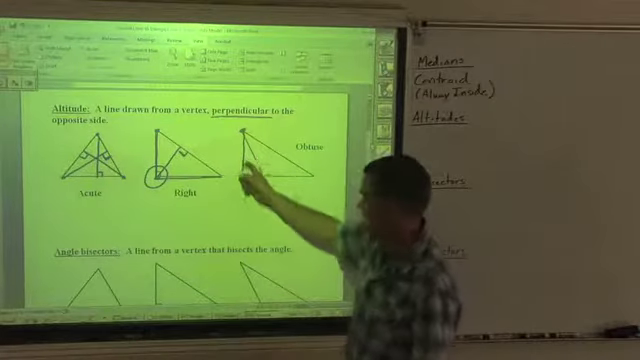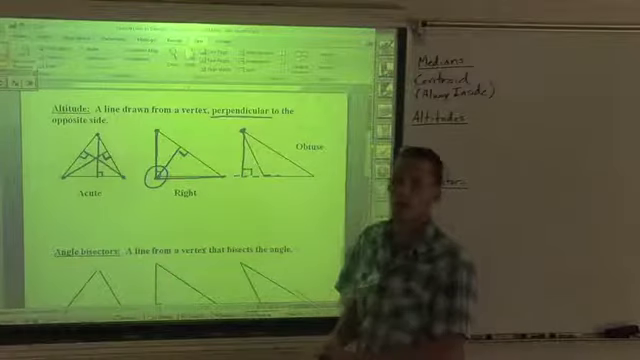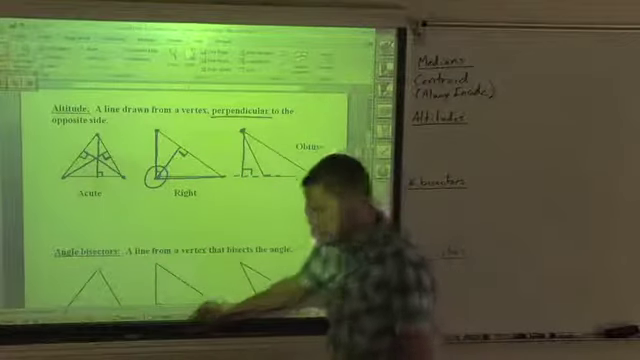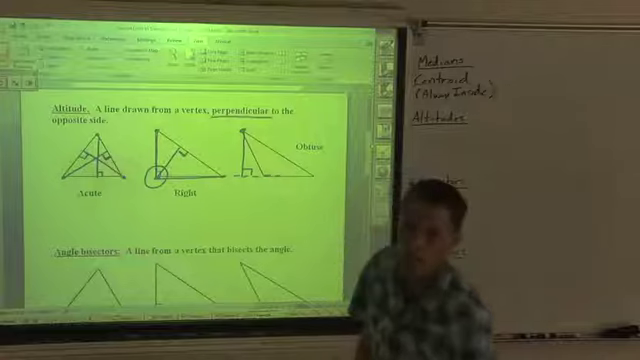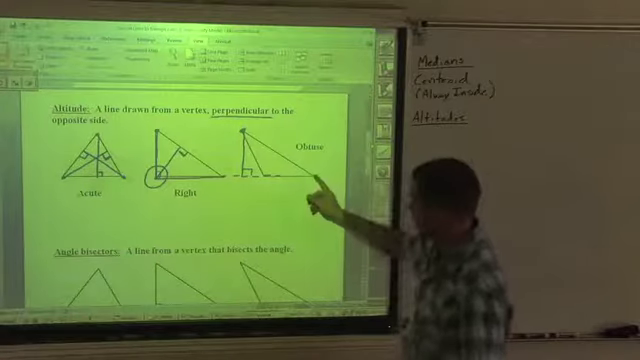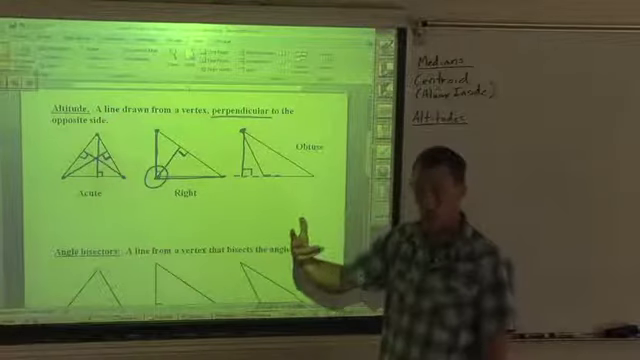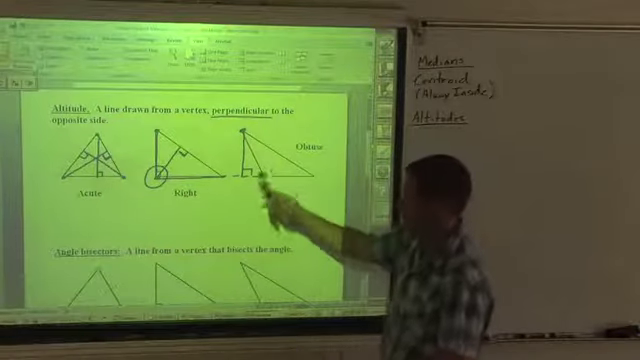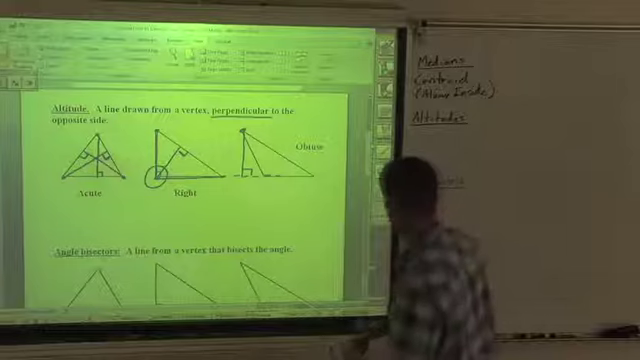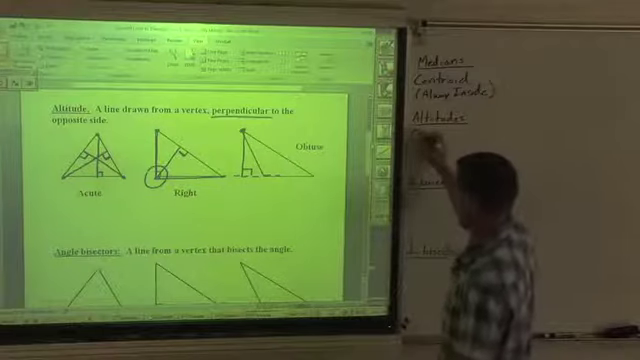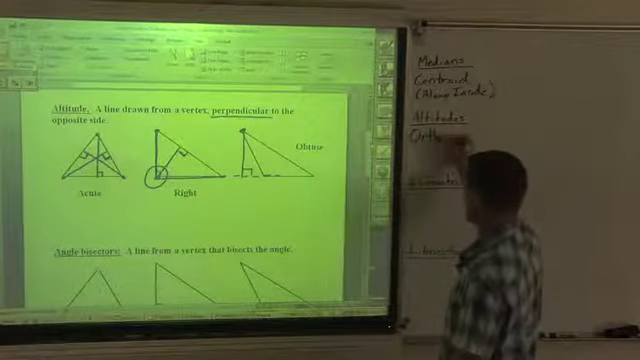And here is an altitude. That is the most important one from the altitudes on an obtuse triangle. This one will also be difficult because it will come this direction, which we will see more of in class. Here's our definition and a few examples. The point where these come together is called the orthocenter.